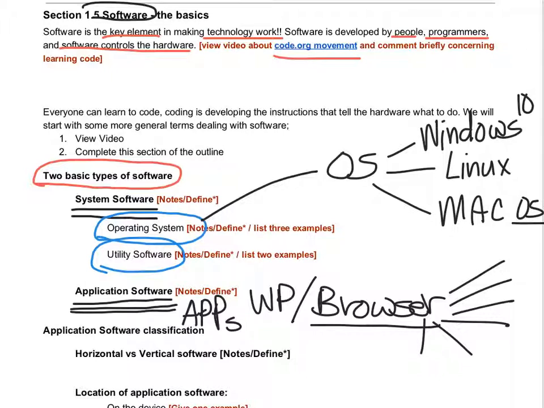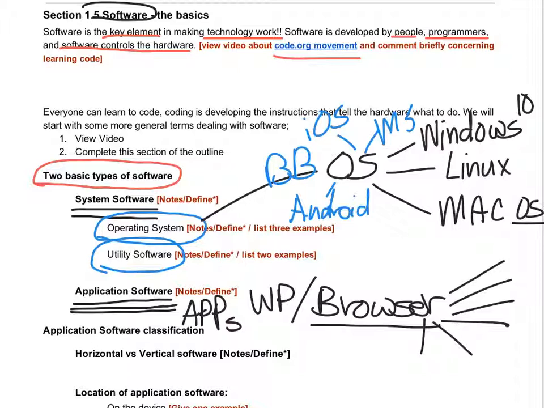We also have operating systems that are little, iOS for Apple, Android for phones, and BlackBerry, they have one, and so does Microsoft. Those are the main ones for portable devices and their operating systems.